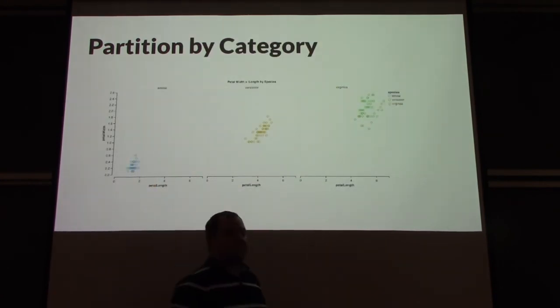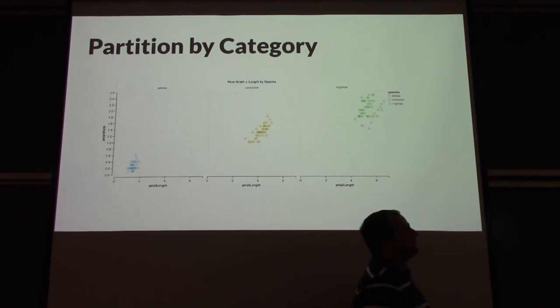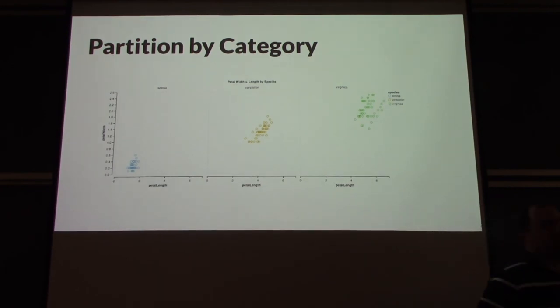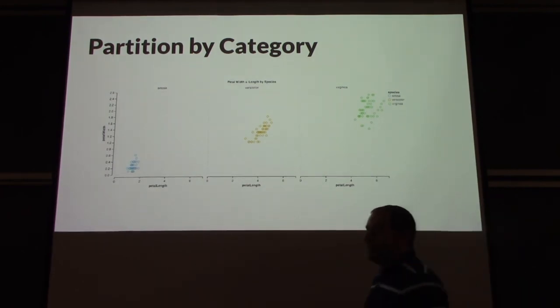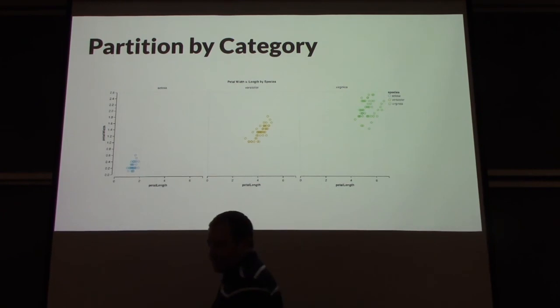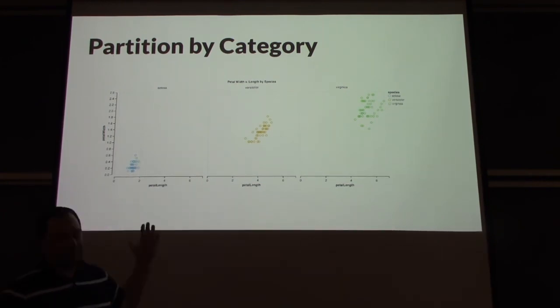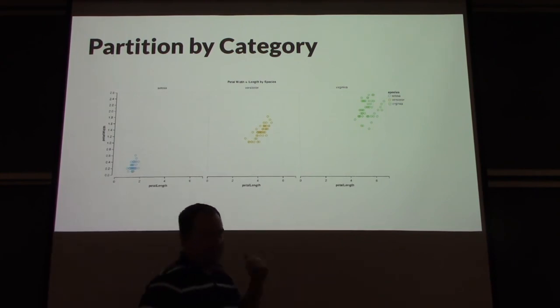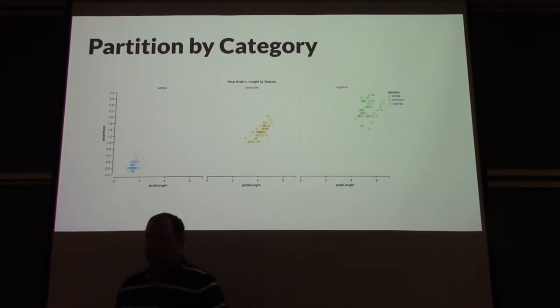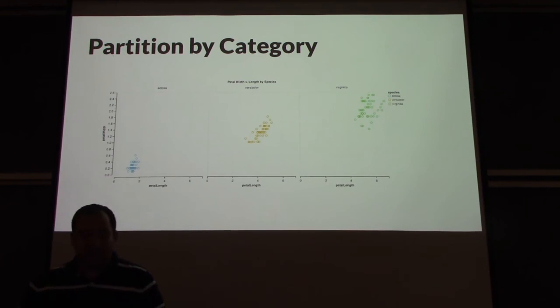You can also partition by category. If you've ever had a machine learning class, you've seen this data set. This is the iris data set where we have petal length and petal width, in this case only petal length and petal width and not sepal length and sepal width, which are also in the data set, across three different plant species.